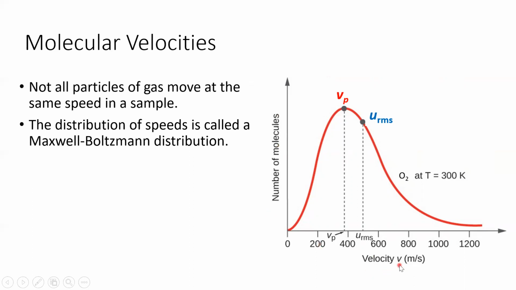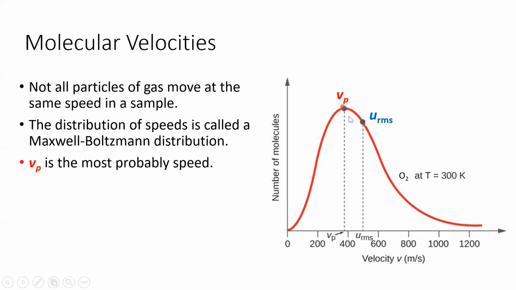So when we look at this, we've got our molecules here on the y-axis, and we've got the velocity of the molecules on the x-axis. And we're going to notice that the molecules aren't moving at the same speed. Some of the molecules are moving slower. Some of the molecules are moving faster. So this is the distribution of the molecules with respect to their velocities.